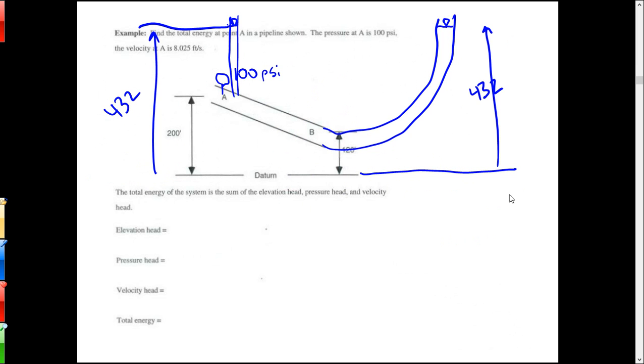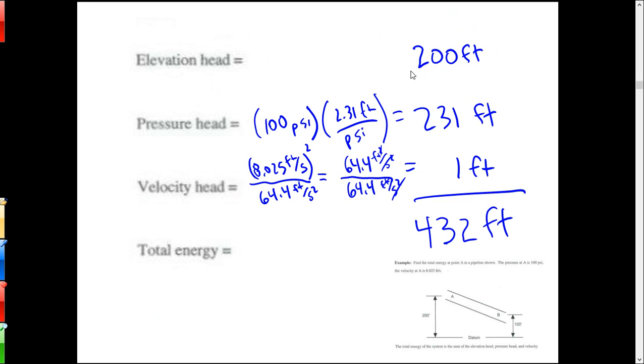Okay, so we went through this example here. If we have this pipe and we're looking at point A, and we know the pressure today is 100 psi and the velocity is 8.025 feet per second, we could find the total energy at A. Elevation head there is 200. 100 psi times 2.31 feet per psi is 231 feet. And the velocity squared over 2 times gravity, which is 64.4, would be 8.025 squared over 64.4. Well, that works out to be 1 foot.